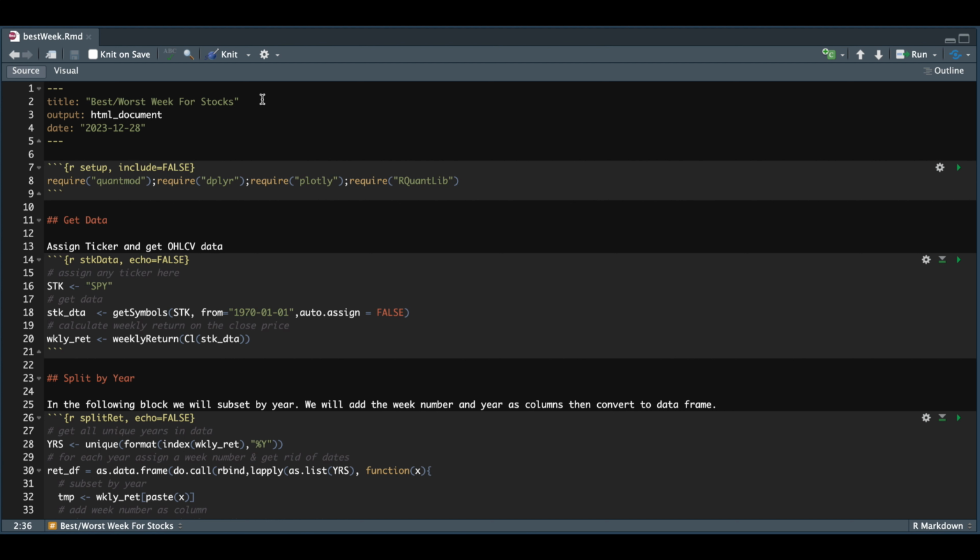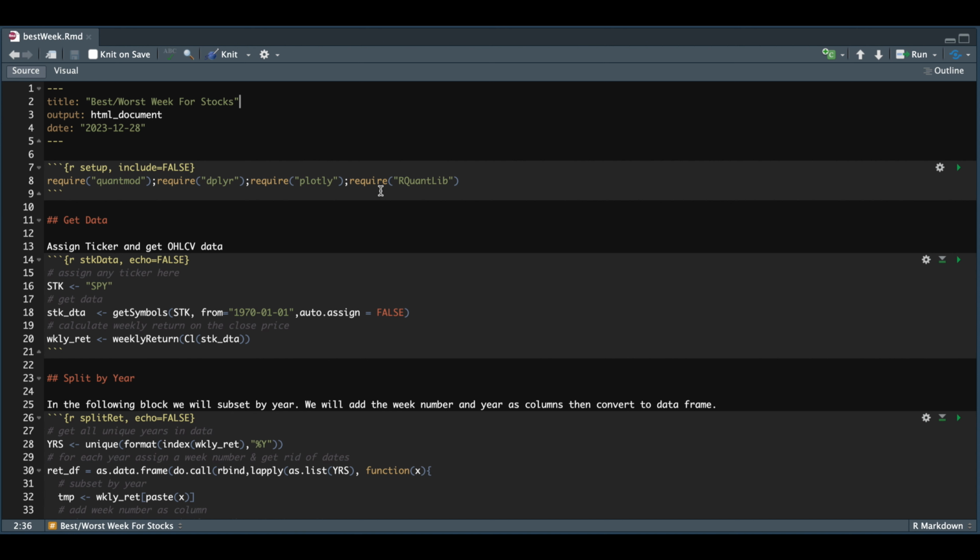In today's tutorial, I'm going to be showing you guys what are the best and worst weeks for stocks throughout the calendar year. So the script works out of the box. You will be able to run this for any stock or ETF that you like. But in this tutorial, I'm going to be using the SPY and see if we can detect some sort of patterns throughout the calendar year.